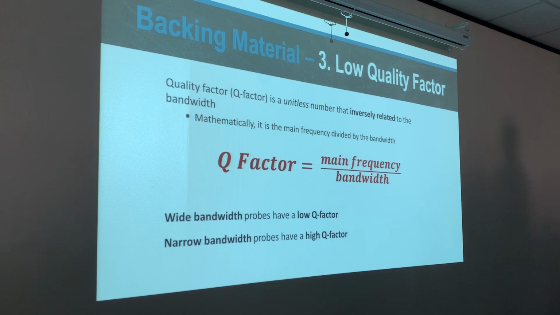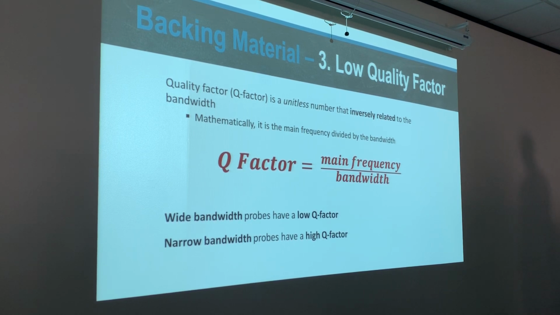Wide bandwidth or broadband is likely to be low quality. The more what is it saying? The more dampened that sound is. A shorter dampened pulse has a lower quality factor. Guys, I'm in the purple box on page 119. A shorter dampened pulse has a lower quality factor.